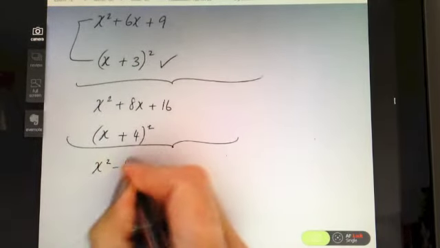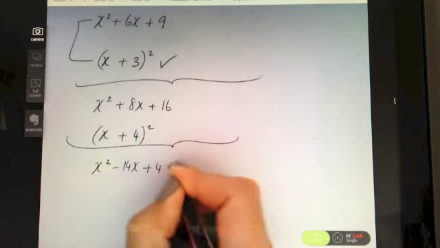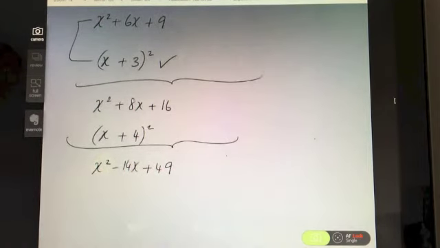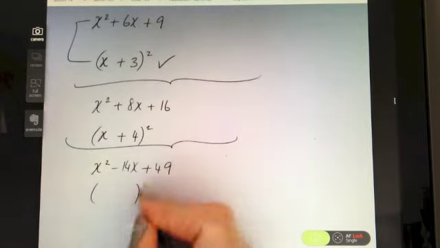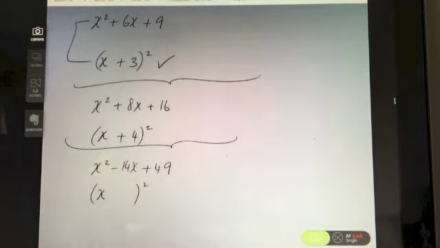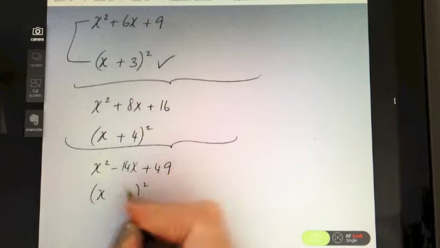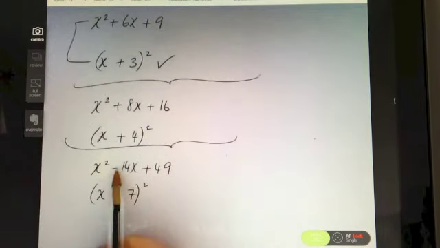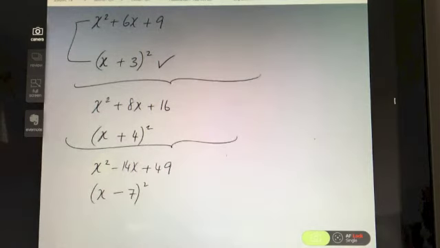X squared minus 14x plus 49. Pause the video and complete the square. Okay, so this one, we're going to have x again to get x squared, and we're going to need obviously a 7 to get 49, but to get double the product of the two, it must be a minus 7x times 2, which gives you the minus 14x. So x minus 7 all to be squared is the answer.